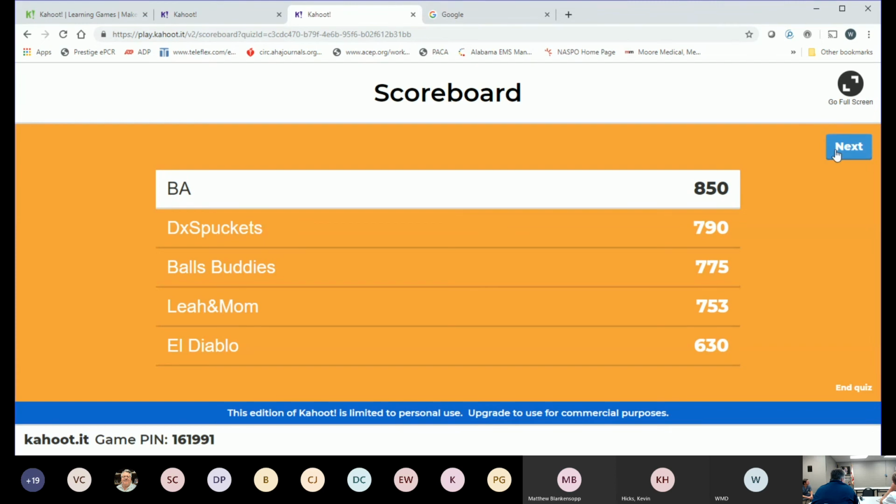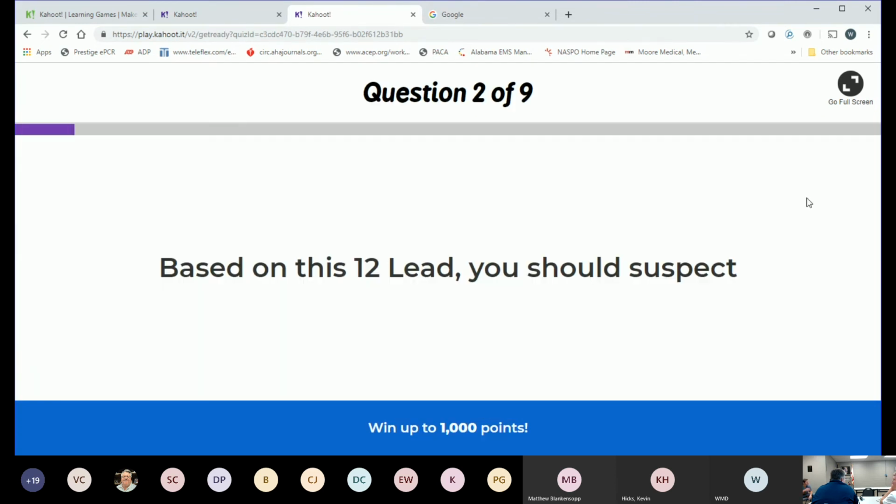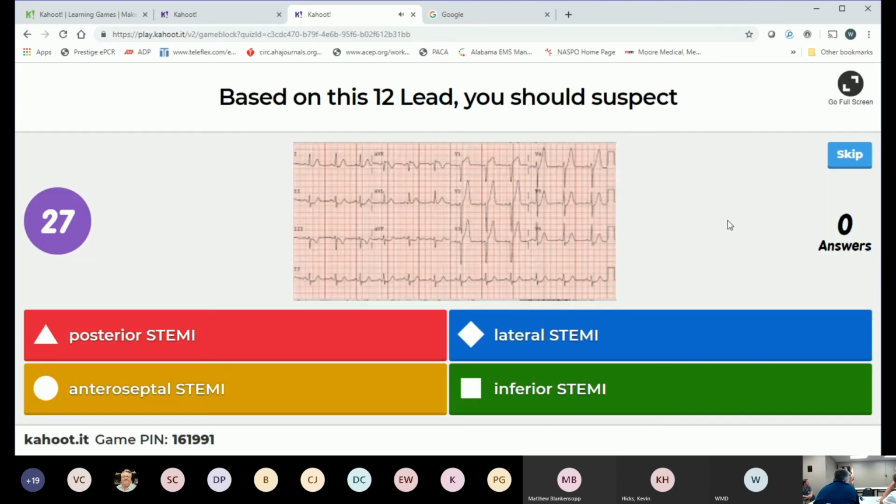Diagnosis buckets, close second. Based on this 12 lead, you should suspect posterior STEMI, anterior septal STEMI, lateral STEMI, or inferior STEMI. The ST elevation is so huge that even you old people in the room should be able to see it. It's pretty significant and obvious, just saying.